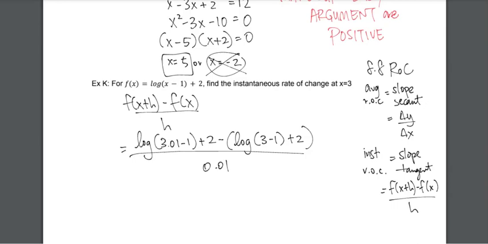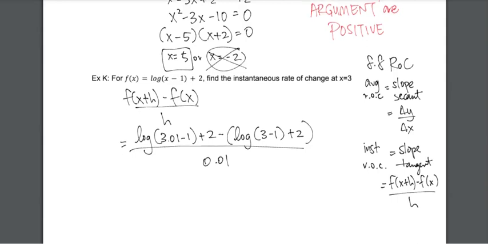All right, so log of 2.01 plus 2 minus log of 2 minus 2 is equal to, and divide by 0.01. So my calculator gives me 0.216606 blah blah blah. So a reminder that you do need to round that off when you're using instantaneous rate of change.